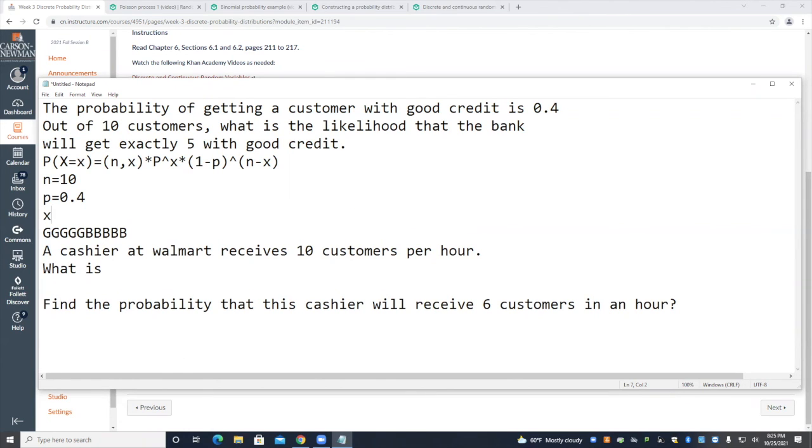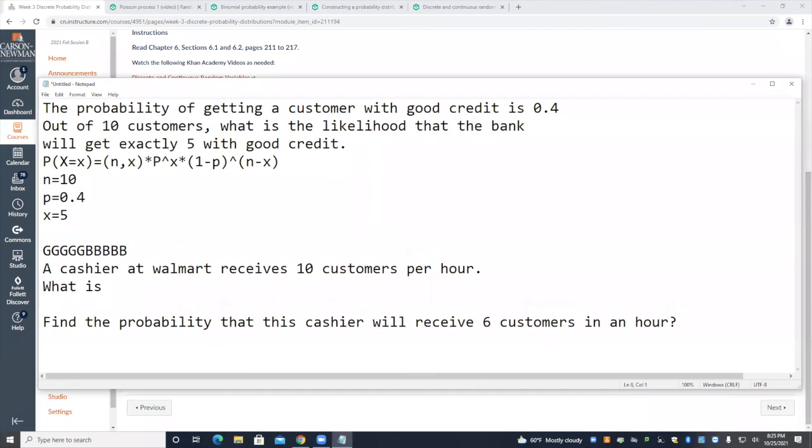What is X? How many successes do I need? 5. What does that mean? I automatically have 5 failures, right? Why is there that N minus X term? Because every failure is independent of the other, right? And how many do I need? N minus X. Okay, in this case, 10 minus 5 is 5 also.